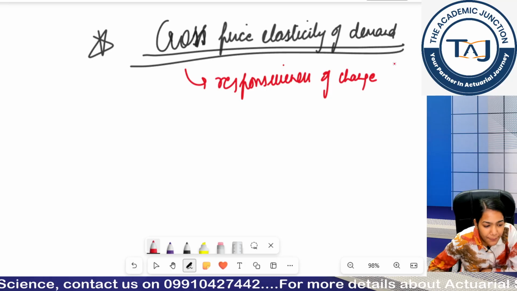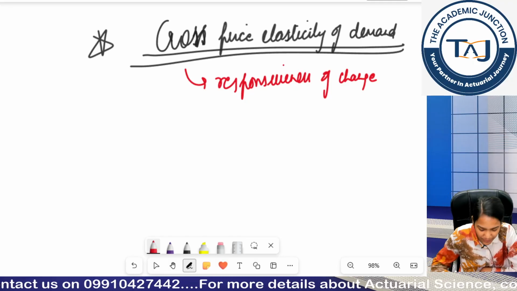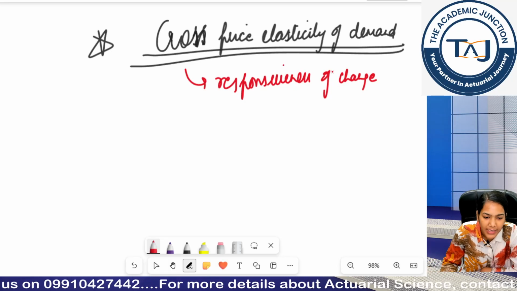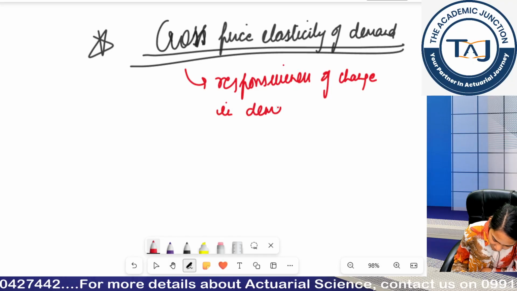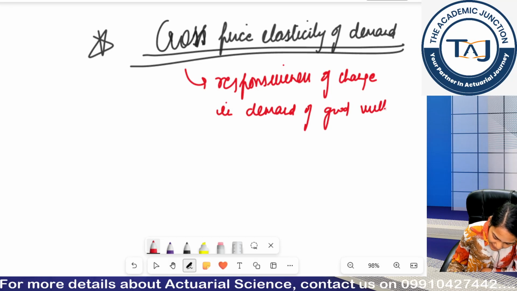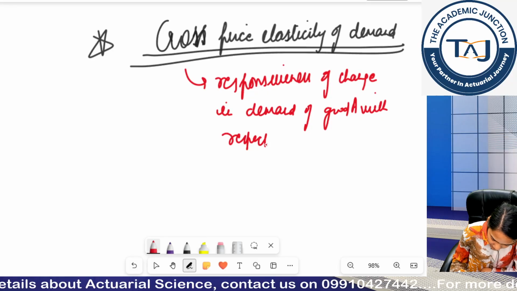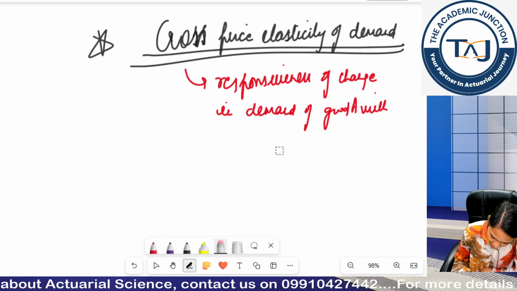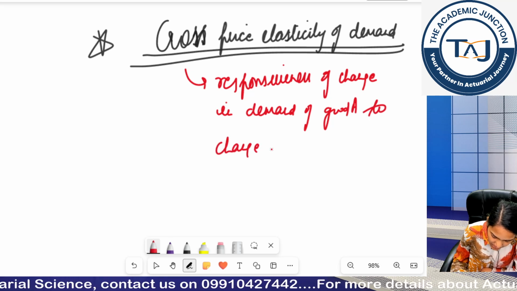I have kept the definition format. In every single definition I have used the same set of words so that you can easily remember. So: responsiveness of change in demand of good A with respect to change in price of good B.